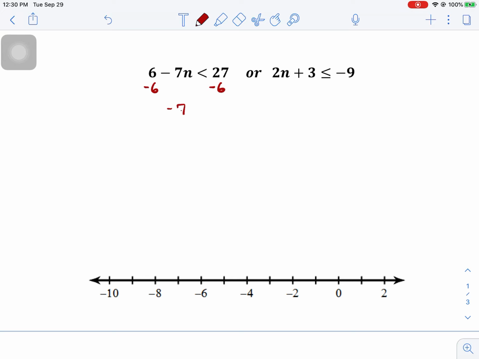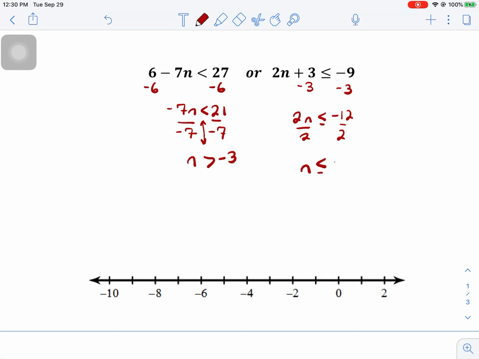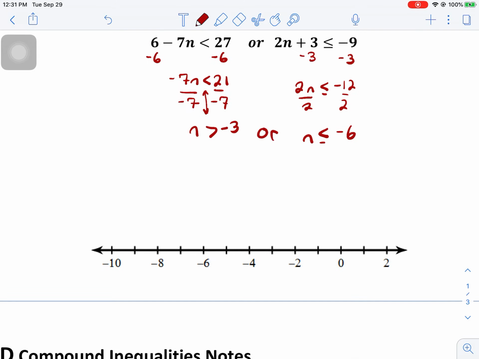Subtract 6 from each side, and we get -7n is less than 21. Divide by -7 on both sides, and then we get n is greater than -3. Remember the sign flip, be careful there. On the other side, we subtract 3 from both sides, and we get 2n is less than or equal to -12. We divide by 2 on each side, and n is less than or equal to -6. Remember, we're dividing by a positive. Even though this is a negative, we're not flipping because we're dividing by a positive. So it's an "or" still.